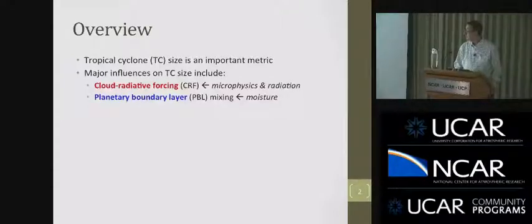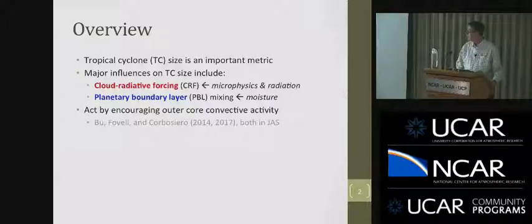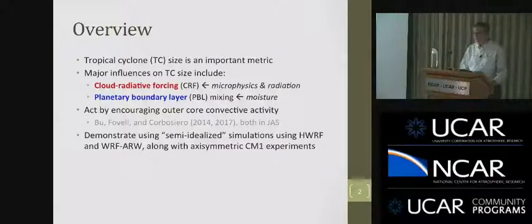Two major influences on tropical cyclone size that have emerged from our research are cloud radiative forcing, which I'll call CRF, and planetary boundary layer mixing, primarily moisture. Cloud radiative forcing is the interplay of microphysics and radiation. So the way these work is indirectly by encouraging outer core convective activity. I'm going to try to demonstrate that using what I call semi-idealized models or semi-idealized simulations. These are simulations that take a model that would be used in operations but dramatically simplify the initial conditions in order to make the problem a little more tractable.